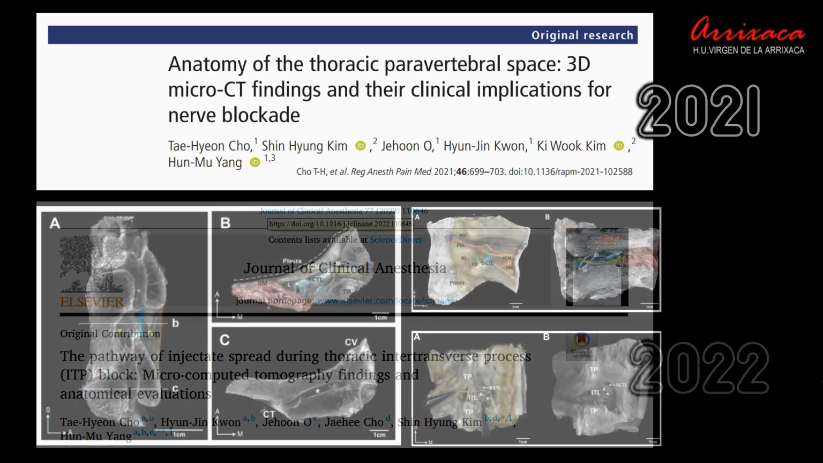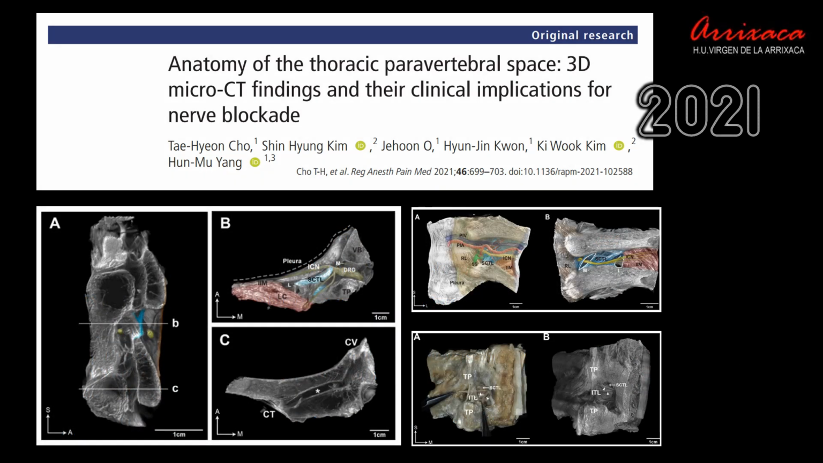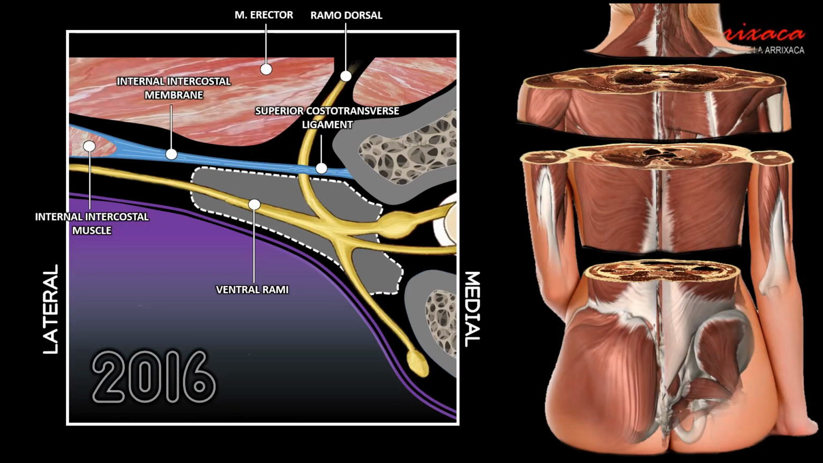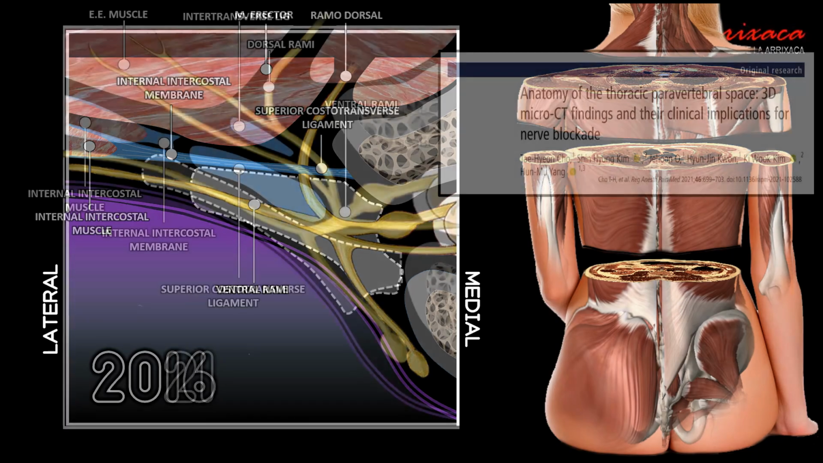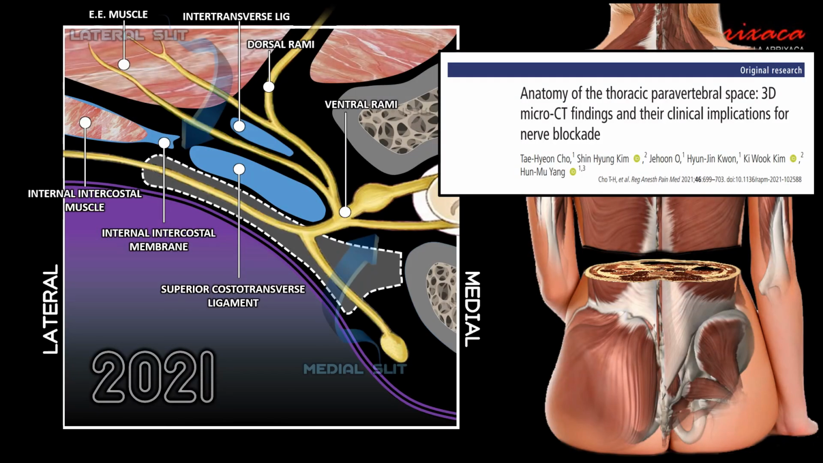In their two articles, the author uses three-dimensional images from computerized microtomography. Unlike what we initially thought, where the internal intercostal membrane continues with the superior costotransverse ligament forming a membrane without a solution of continuity and impermeable to the passage of anesthetic, they demonstrate the presence of two openings, or slits, in the posterior or roof boundary of the paravertebral space. One lateral slit between the internal intercostal membrane and the costotransverse ligament, and another medial slit between the costotransverse ligament and the vertebral body or intervertebral disc.